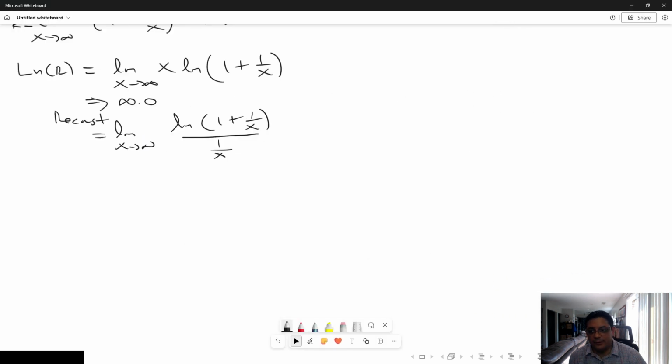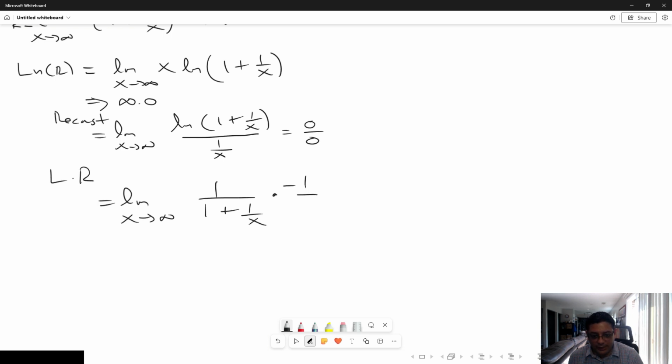And of course, this is now a 0 over 0 situation, and so I can do normal L'Hopital's rule. By L'Hopital's rule, this is the limit when x goes to infinity of 1 over 1 plus 1 over x. This is the derivative of this log. Now by the chain rule, times minus 1 over x squared. So this is just the derivative of this one here, and then minus 1 over x squared, the derivative of 1 over x.